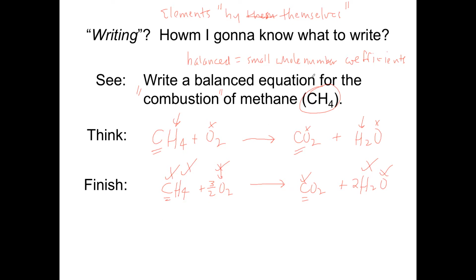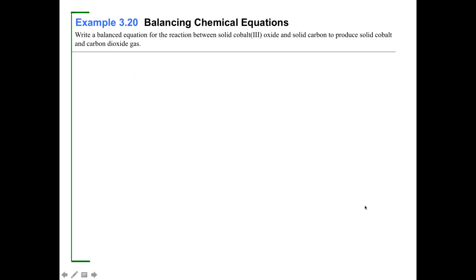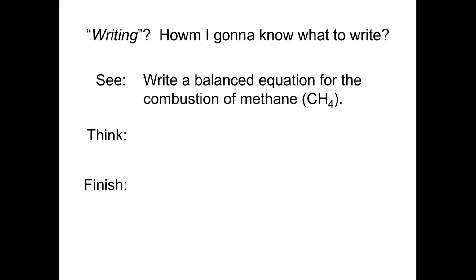Okay? Now, in order to make small whole number coefficients, I just take the denominator of that number and multiply everything by that. So it would be CH4 plus 3O2 produces 2CO2 plus 4H2O, okay? Whoops, crud, I lost all my notes too. All right, so I lost all my notes there.